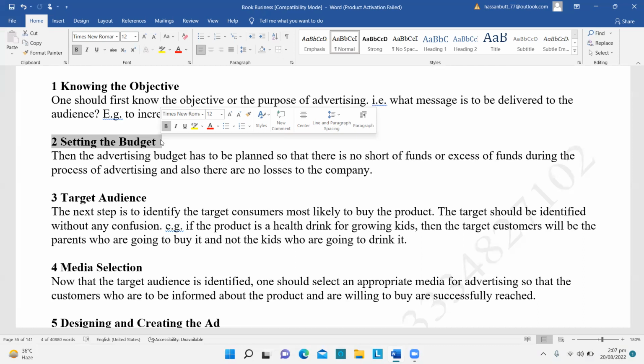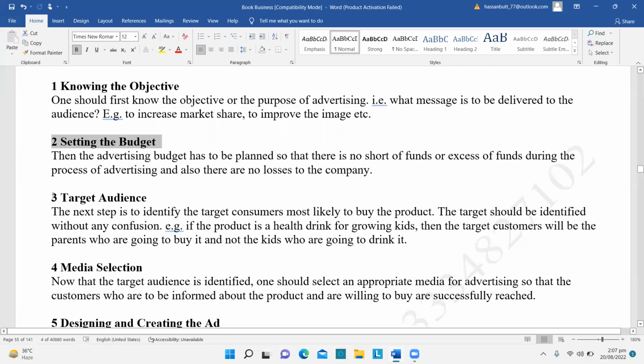So you cannot simply think about the medium of the advertisement unless you decide about the budget of the advertising. Because if you decide first and then realize that you do not have enough money, there'll be a problem. You would be short of funds. Then we have target audience. Yes, another important factor.